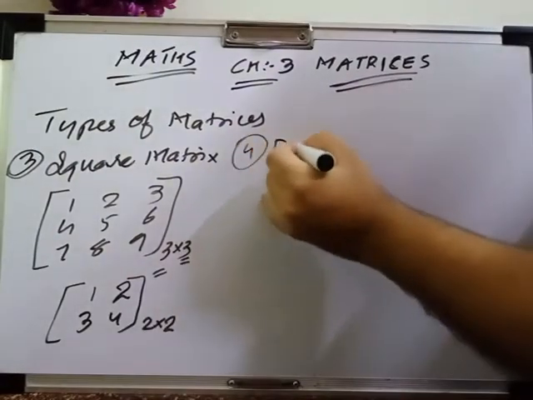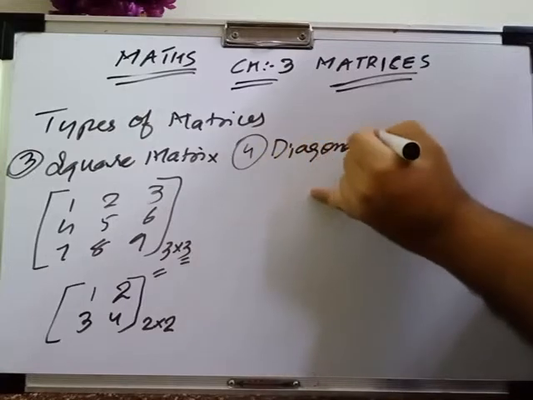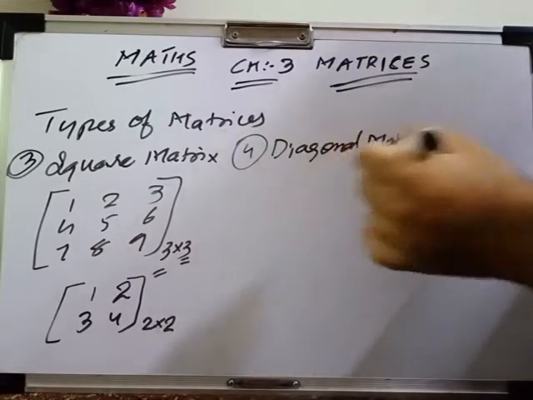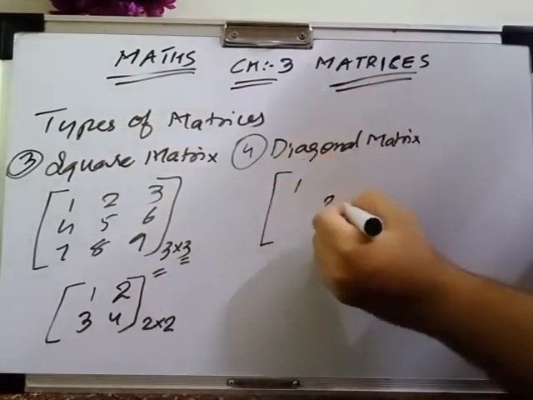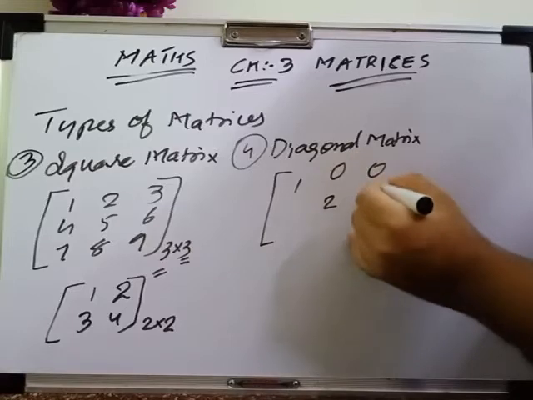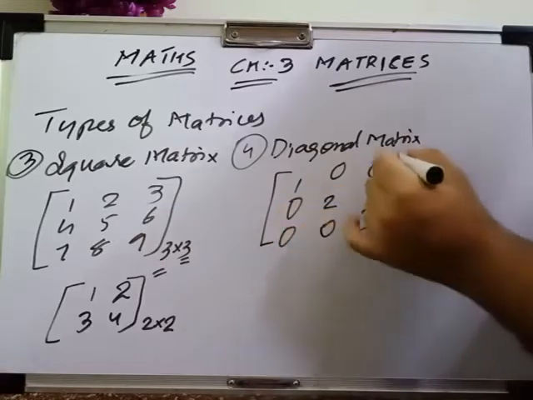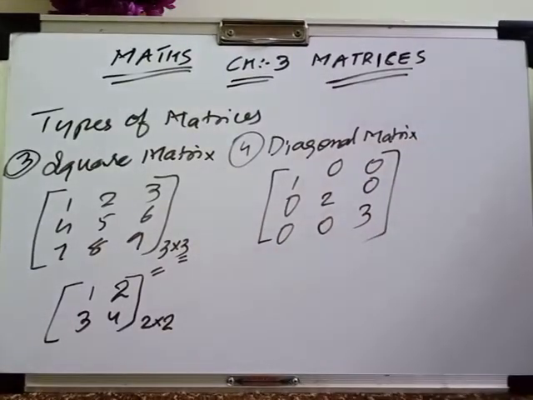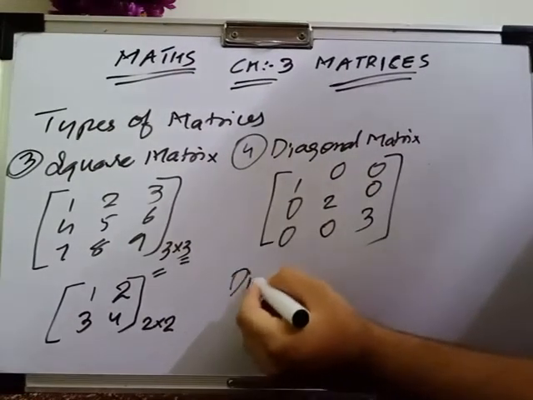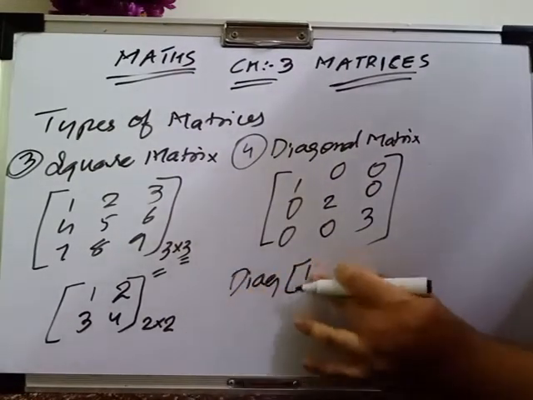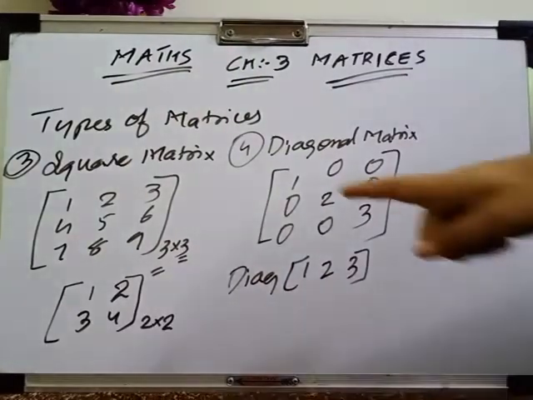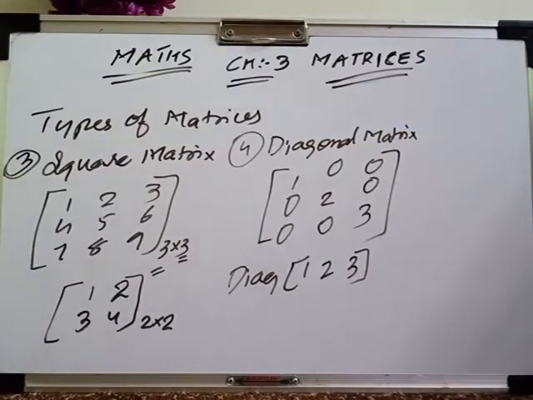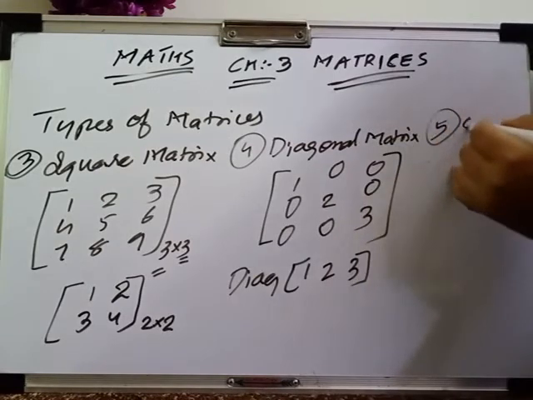Another is diagonal matrix. This is a special type of square matrix where we'll have entries only in the principal diagonal and the rest of the elements will be 0. Right. I can note this down as diag 1, 2, 3. It will have elements on the principal diagonal only. Rest all will be 0.